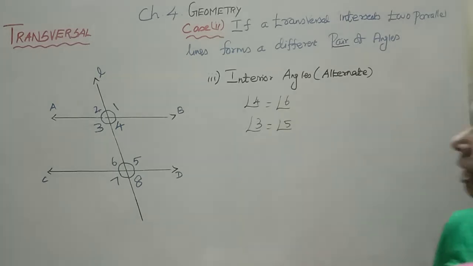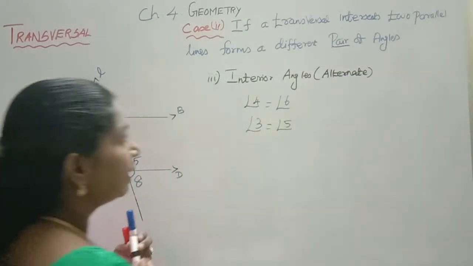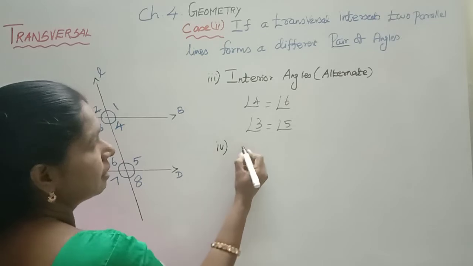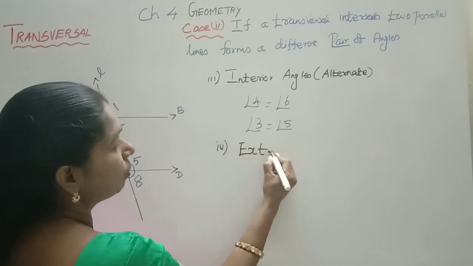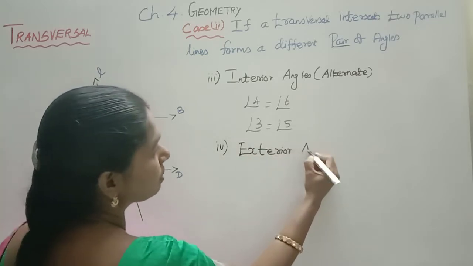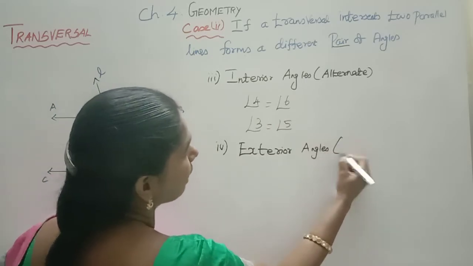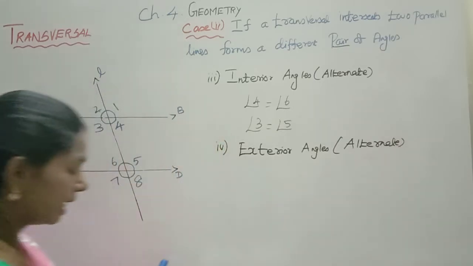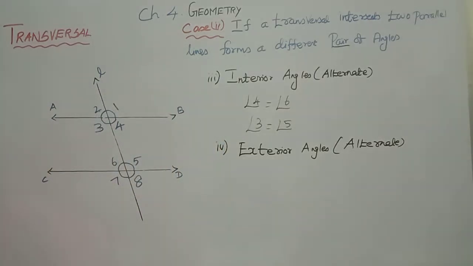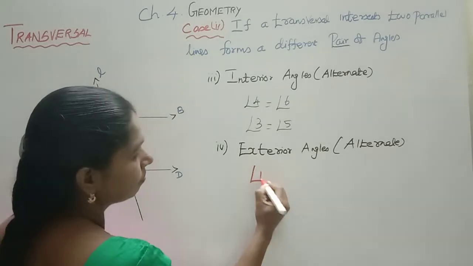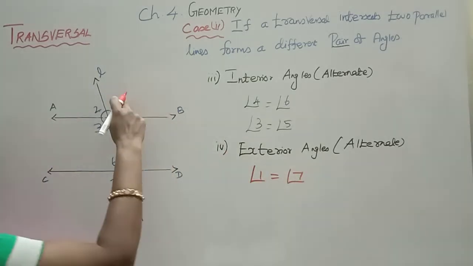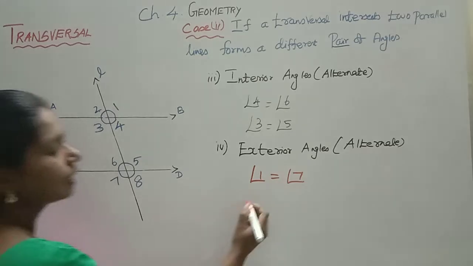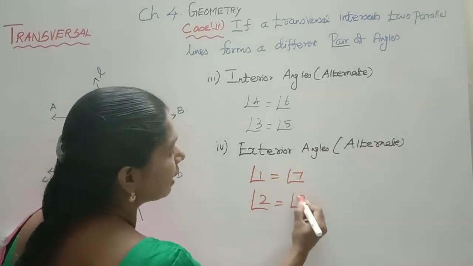Next, exterior angles. Exterior alternate angles. What are the exterior alternate angles which are equal in value? So which are the exterior angles here? You can say these two are here. These two are interior alternate, and these two are exterior alternate. So angle 1 equals angle 7. Understand? Angle 1 equals angle 7 and angle 2 equals angle 8.